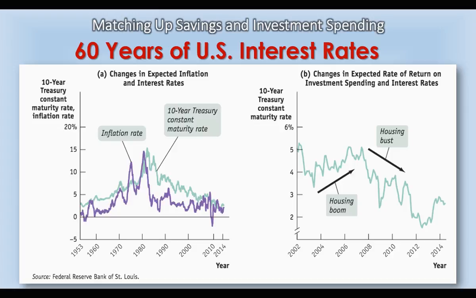Over here we have changes in the expected rate of return on investment spending and the interest rate. So here's the 10-year constant maturity rate, which is basically the interest rate, and what it's been doing over the last 12 years. We see that the interest rate was going up during the housing boom. And that is because of the rightward shift of the supply of loanable funds due to an increase in net capital inflows, due to the increased borrowing that we were doing from China and other countries.